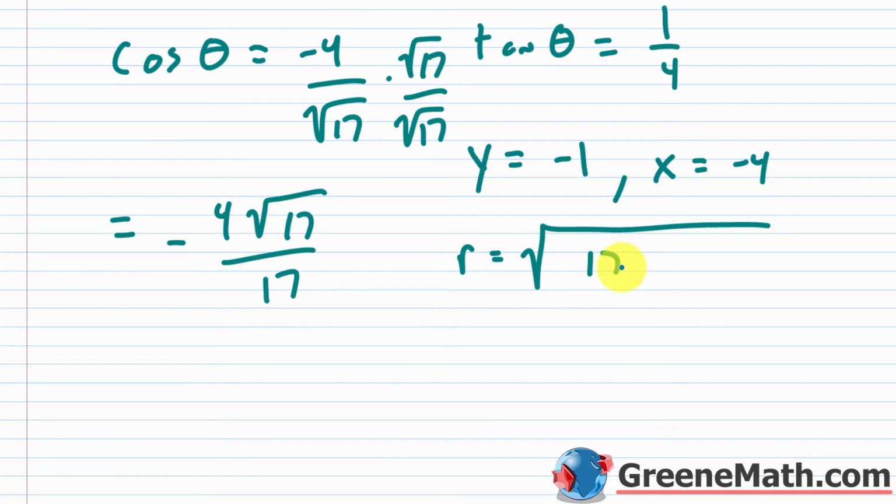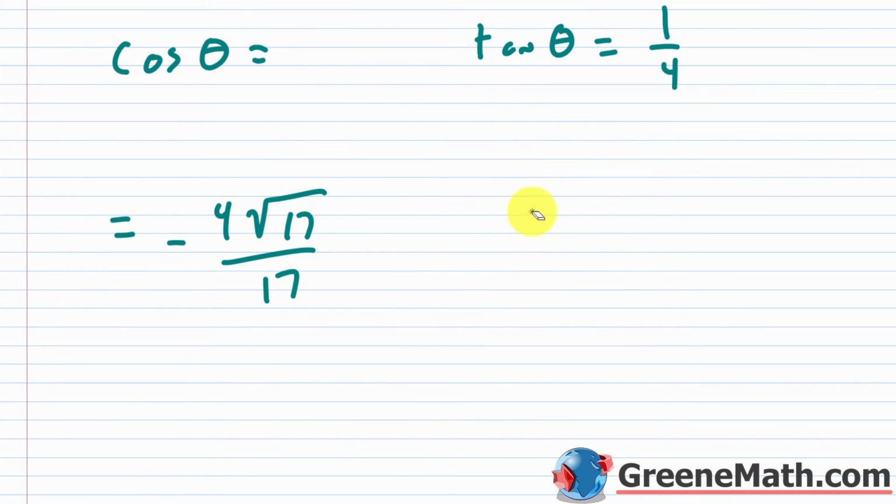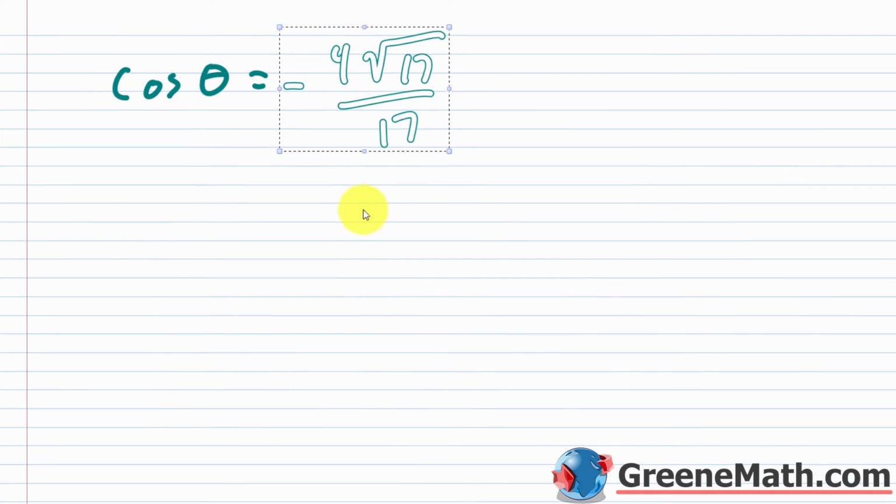Now, if you don't like using this method, you can always use an identity. Remember, you could have done this by saying that tangent squared theta plus 1 is secant squared theta. And then you could just solve that for the secant of theta, take the reciprocal, and you'd have the same thing here for the cosine of theta. So let me get rid of this. And I'm just going to scooch this up here. So we know what the cosine of theta is.